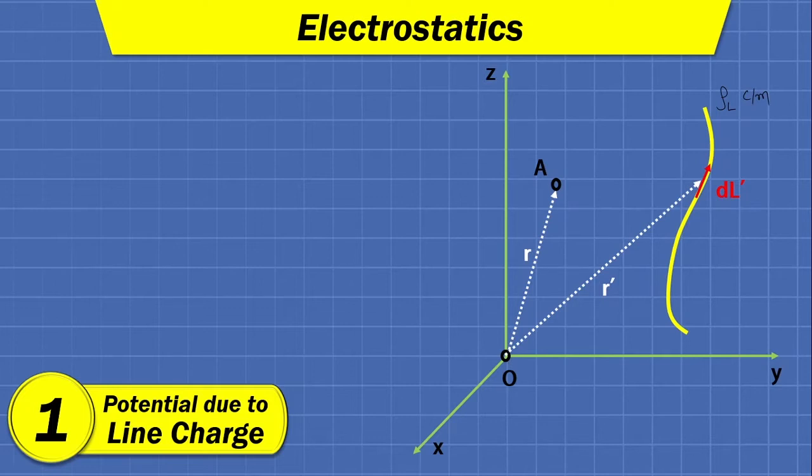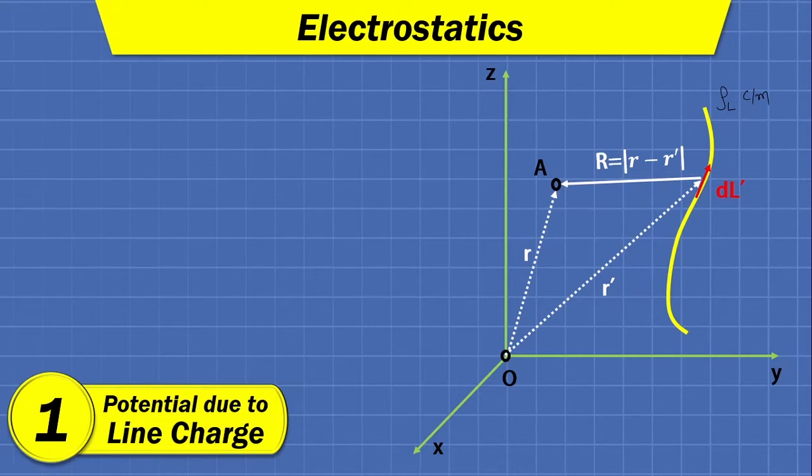Now, as potential is a scalar quantity, the only thing we require for calculation is the magnitude of these distances. We are not concerned about the directions, because potential is a scalar quantity. If it were the field intensity, then we would need the magnitude as well as the direction of this position vector and distance vector. Here the distance from the differential length to the point of interest is, let's say, R, which is nothing but the modulus of r minus r prime.